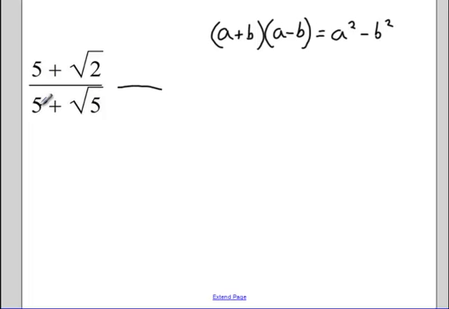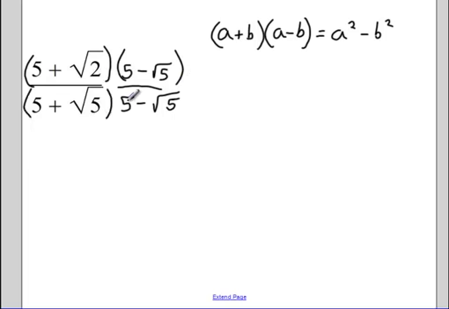Since this would be a plus b, what I want to multiply the top and the bottom by is a minus b. So the top and the bottom, a minus b. Okay, I have these now, so two sets of binomials. Now I need to FOIL them out. So on the top and on the bottom, I'm going to FOIL these.